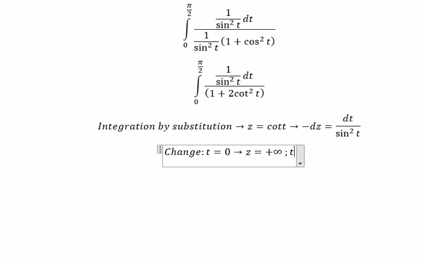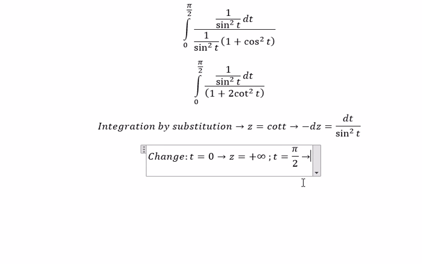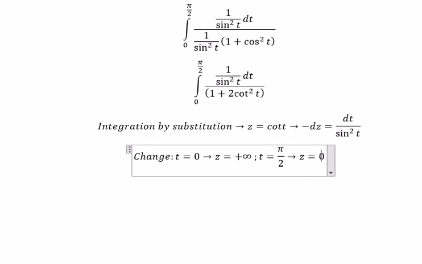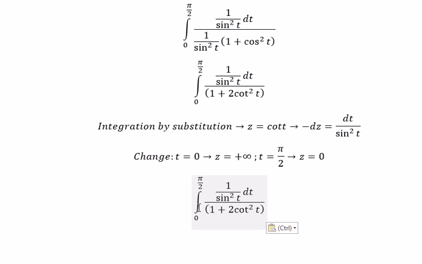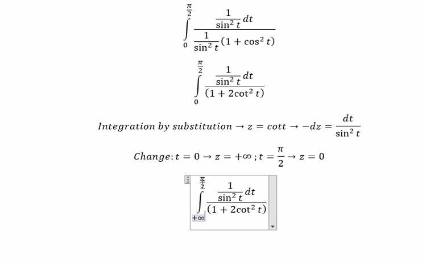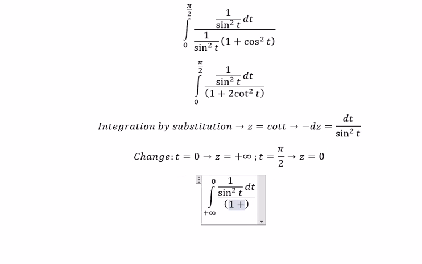If t equals pi over 2, you got z equal to number 0 in here. So this one we change for positive infinity. This one we change for 0. This one we change for 2 plus z square. And this one we change for negative dz.